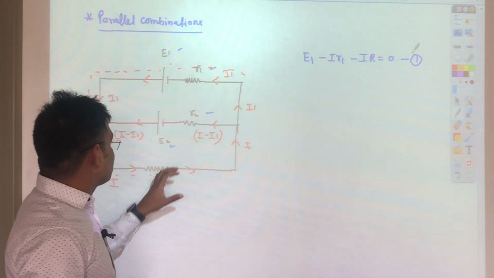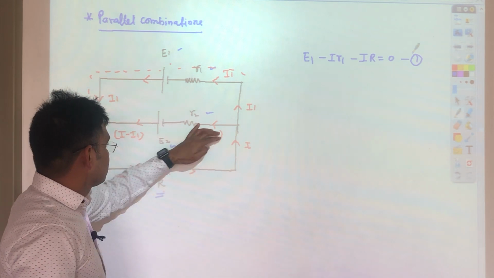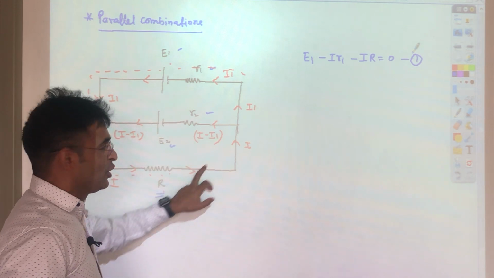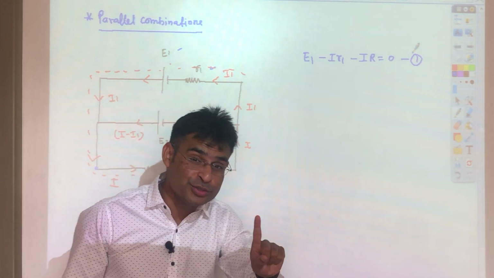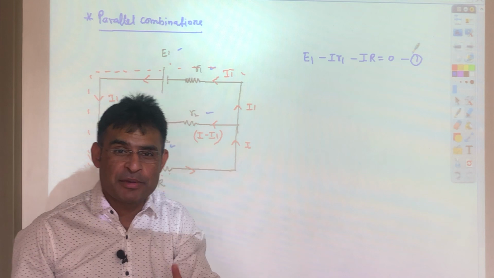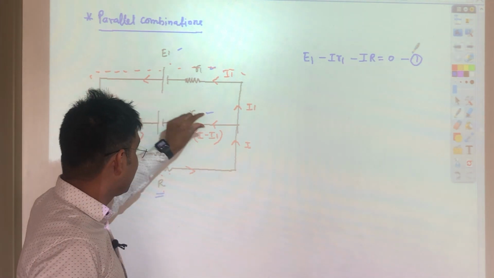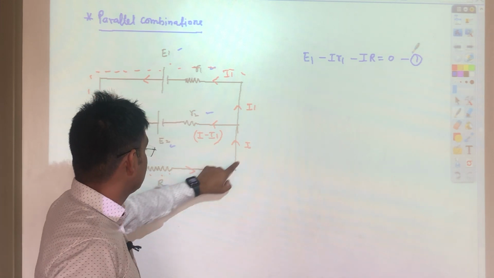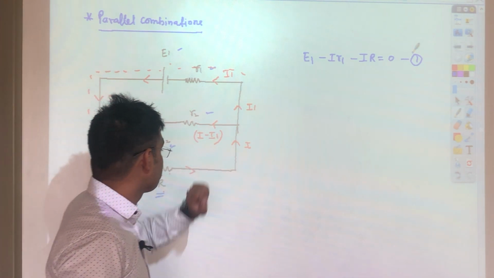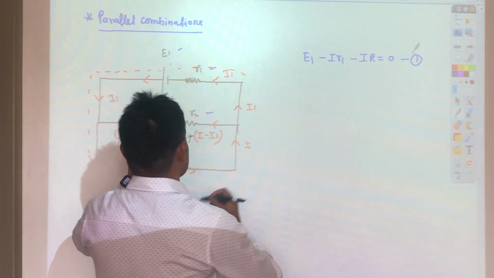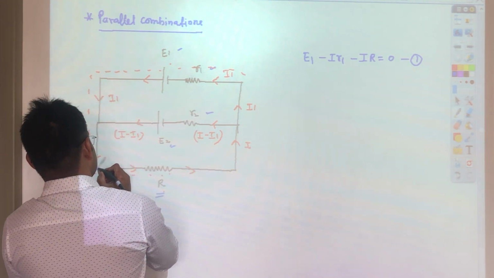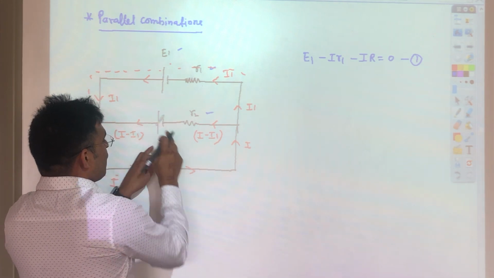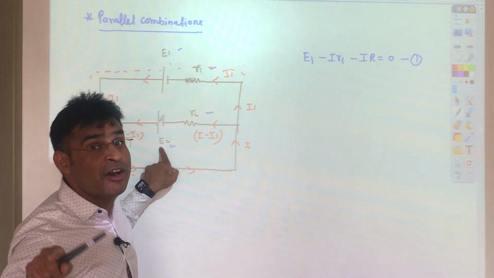Second equation, I want to select this one, the lower loop only. It will contain E2, R2 and capital R. I am talking about this one, you can see this hand movement. Now if I apply Kirchhoff rule for this one, I am moving clockwise from here. While moving clockwise, first I will enter at the positive terminal of battery E2.